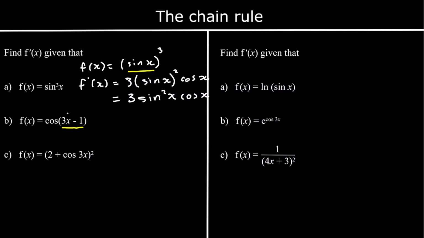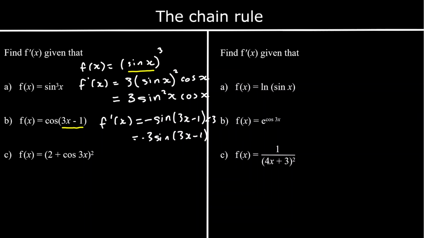So we're going to differentiate it as we normally would. So cos x goes to negative sine x. So we have negative sine 3x minus 1. And then times by the bracket differentiated, which is 3. So it's negative 3 sine 3x minus 1.